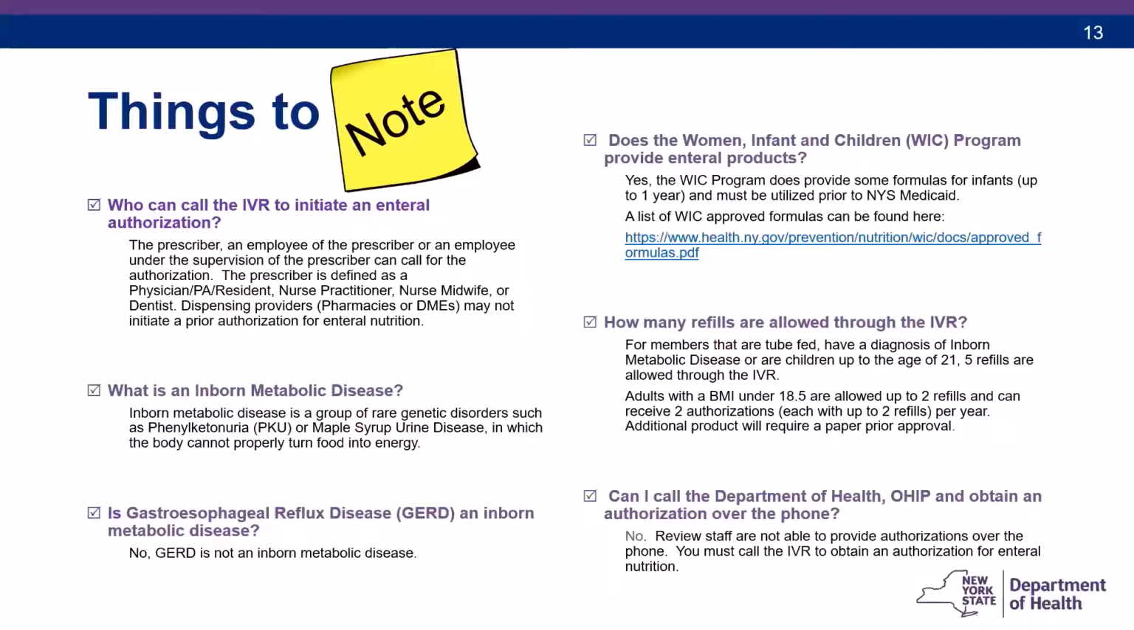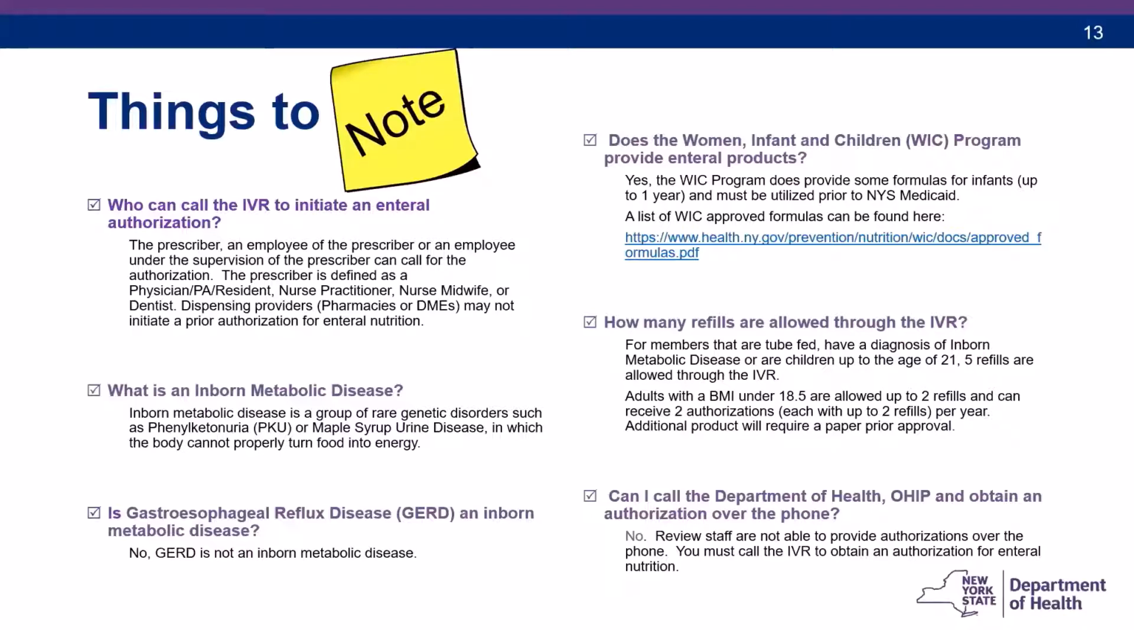What is an inborn metabolic disease? Inborn metabolic diseases are a group of rare genetic disorders in which the body cannot properly turn food into energy. Examples are phenylketonuria or maple syrup urine disease. Is gastroesophageal reflux, also known as GERD, an inborn metabolic disease? No, GERD is not an inborn metabolic disease.